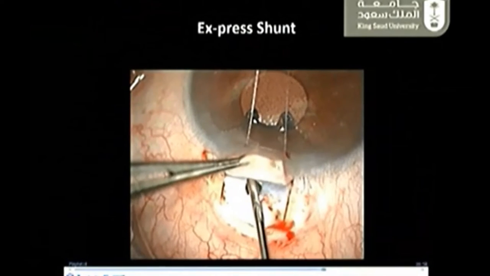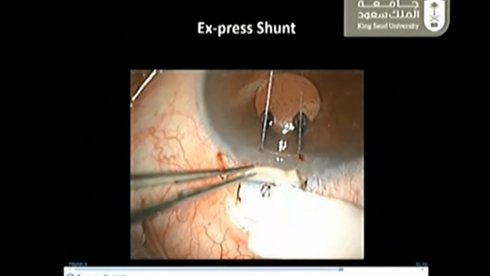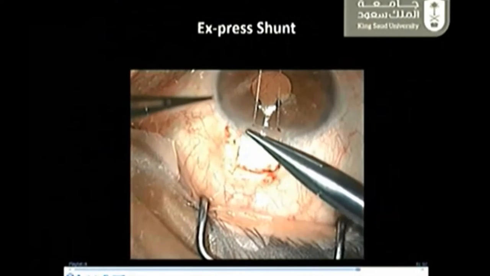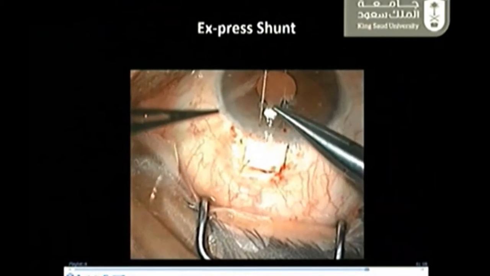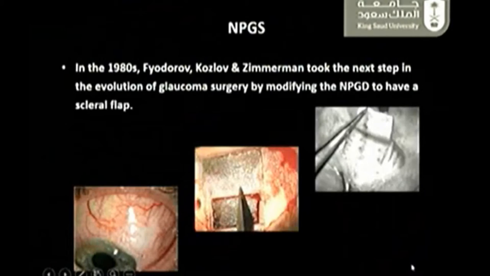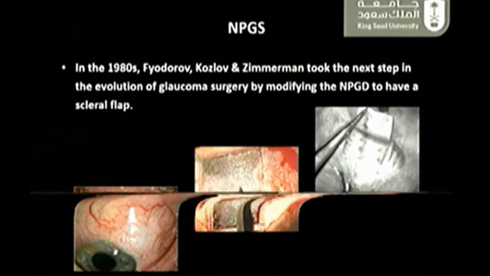Then you adjust it again 90 degrees. You need to push it in very well. Now it's in a good position. After that, you need to close the flap, and here we have a tighter closure compared to trabeculectomy. The postoperative care is almost the same as classical trabeculectomy.